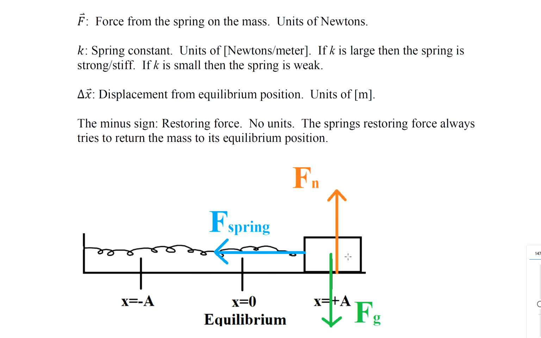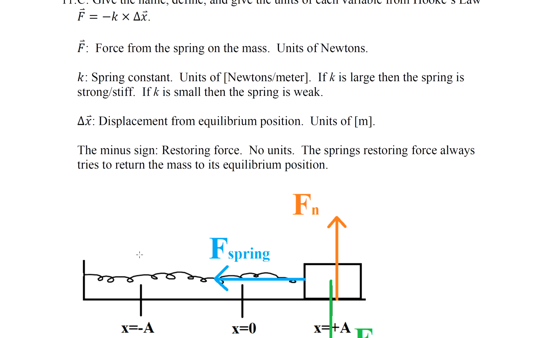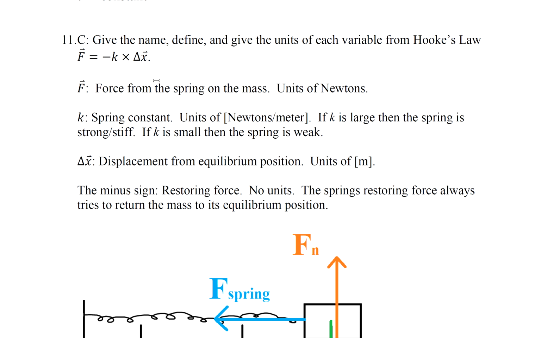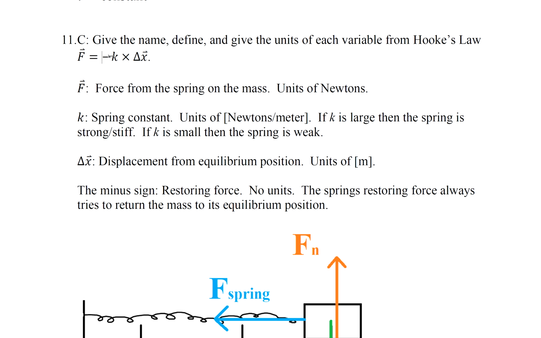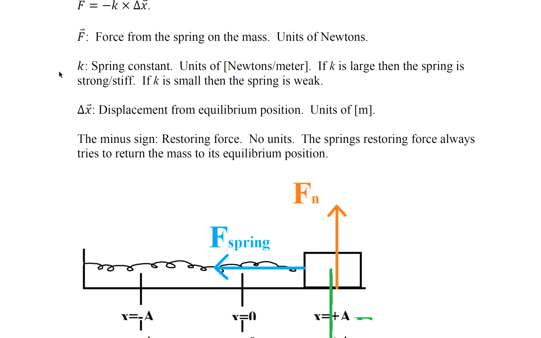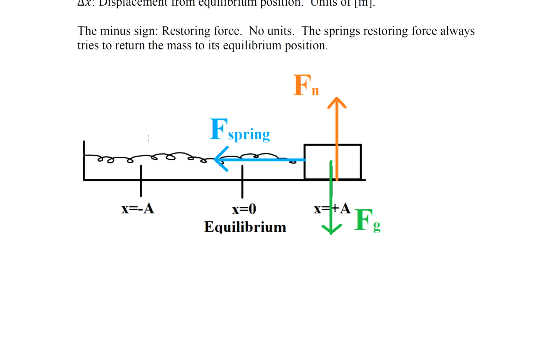Now imagine if you release this object and the object goes all the way to the left. Now it's at x equals minus A, minus amplitude. So if it's x equals minus A, delta x is negative. We got a negative sign here. Two negatives make a positive, so F is positive. So that means if the object is at x equals minus A, the force is pushing it to the right.